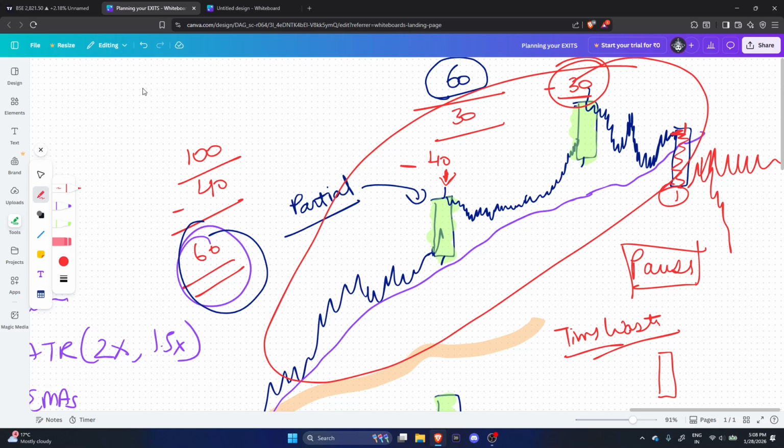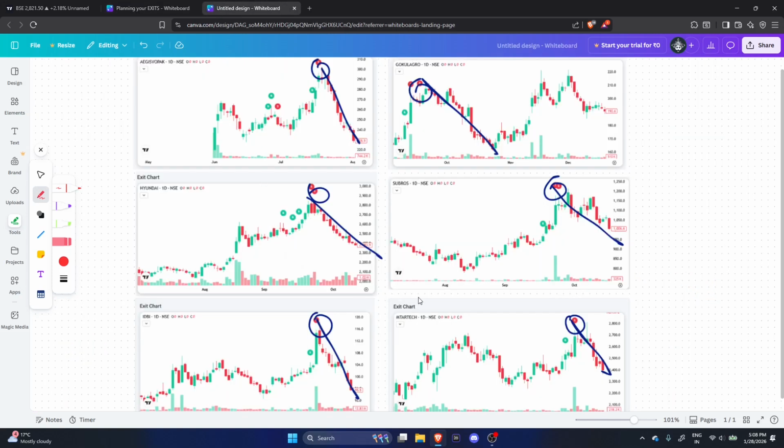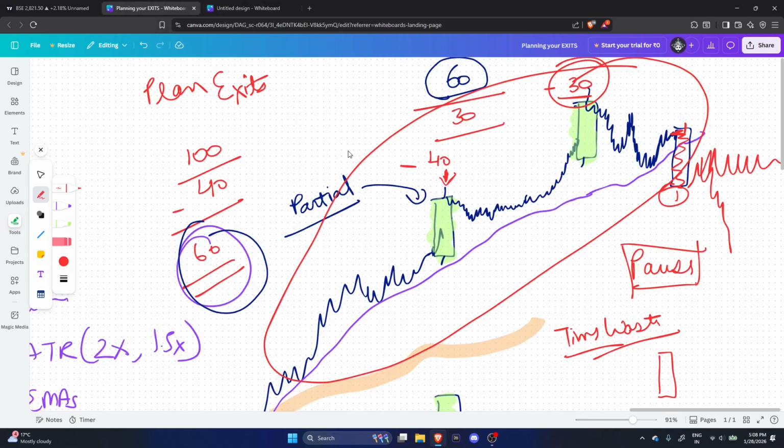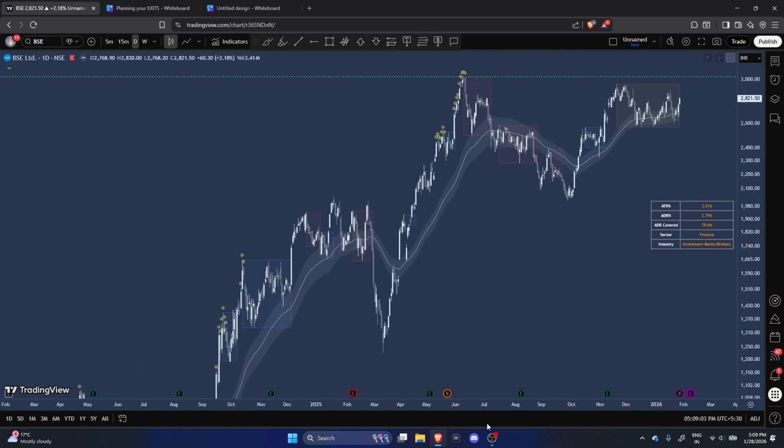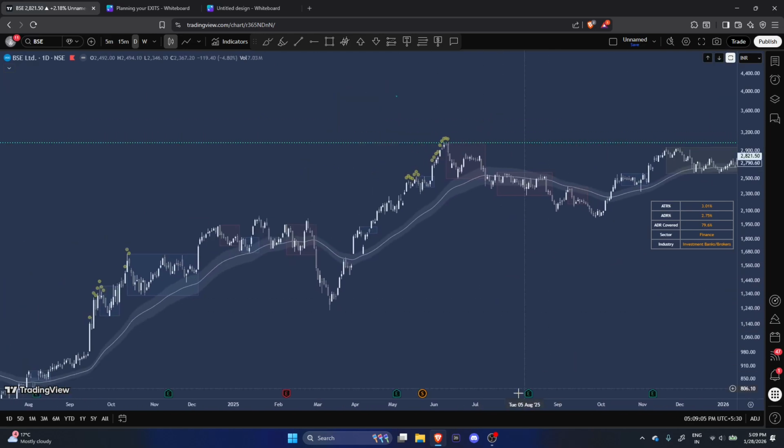And this is basically how you plan your exits, right? So yeah, let me know what other techniques you use. But you can see this in this chart also.